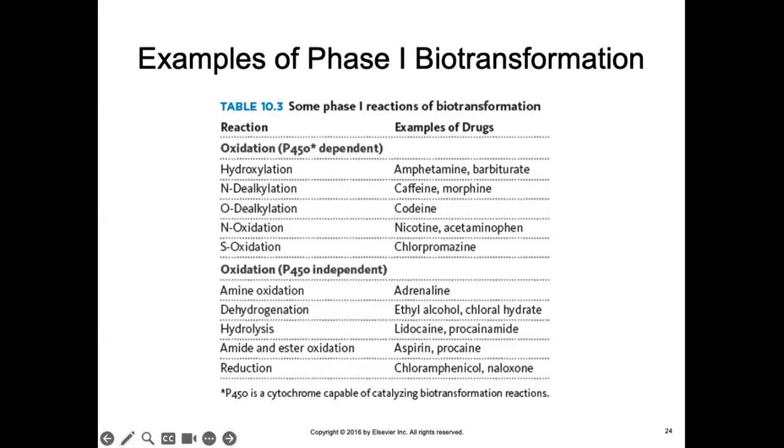Dealkylation, all right, which means to remove methyl groups or ethyl groups, for instance, from the compound to make them less hydrophobic. Okay, examples include caffeine and morphine. O-dealkylation, all right, which means to remove an alkyl group from a nitrogen, I'm sorry, an oxygen. Examples include codeine. So you might ask, what? Show me. Okay, so let's show you.